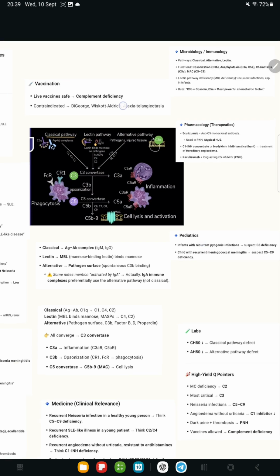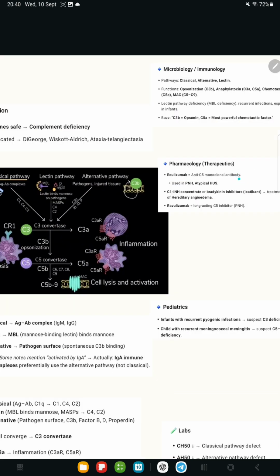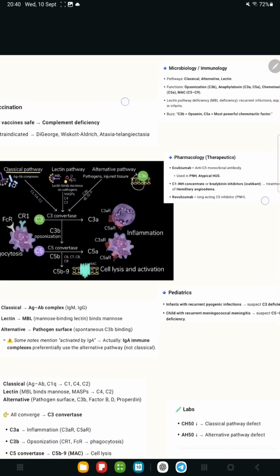From the pharmacology point of view, we have to remember eculizumab. This is an anti-C5 monoclonal antibody which we are using in PNH. This is very important: PNH and atypical HUS. In hereditary angioedema, what we are giving is C1 inhibitor concentrate and bradykinin inhibitors like icatibant. Ravulizumab is also a long acting C5 inhibitor, and microbiology we have discussed already.